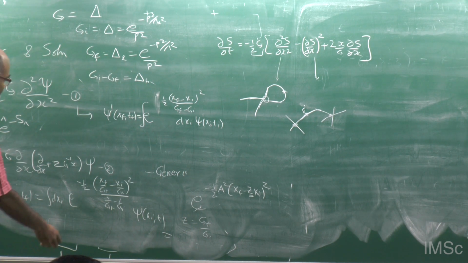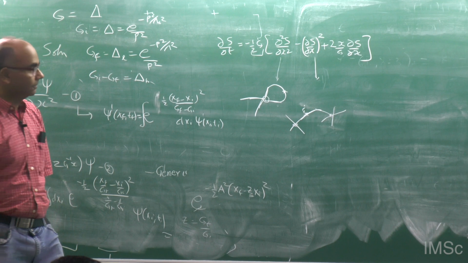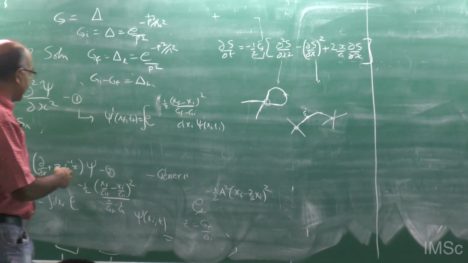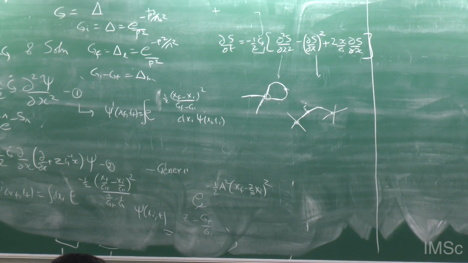The scaling term is what implements this part. It's the coarse graining. It's like the wave function renormalization. So maybe when I talk about the anomalous dimension, that will become clear.